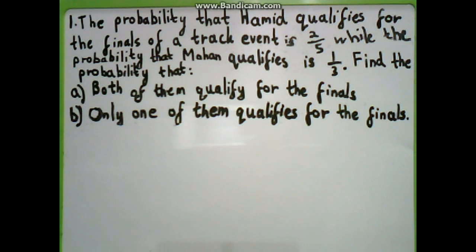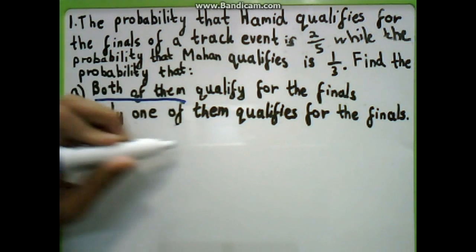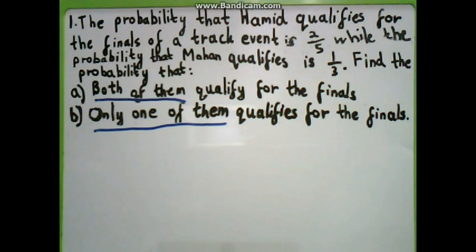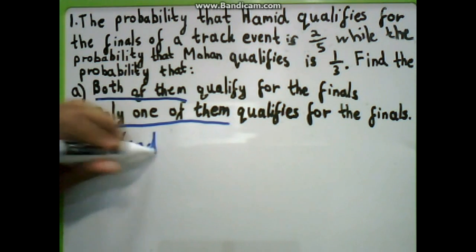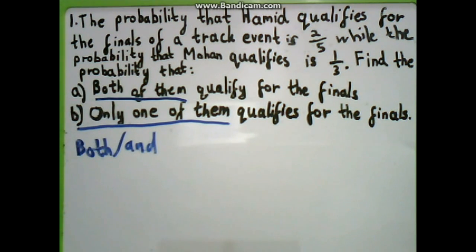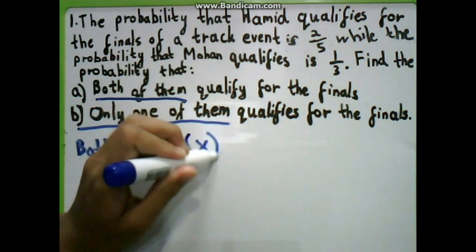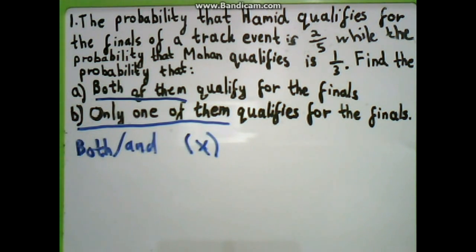Okay, now question 1 for A and B has a key difference. You need to pay attention to this because you might need to apply it to other questions. Now, both of them, only one of them. Both of them means that they want the probability of Mohan and Hamid. Now, any question that has the word both and, or something similar, you must use the multiplication method. How this is done, I'll explain to you in a minute. There's just a little bit more you need to know.